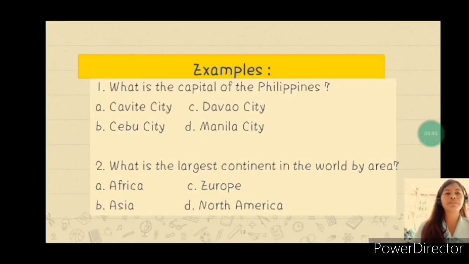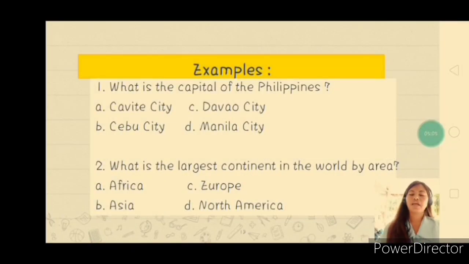Examples. What is the capital of the Philippines? A. Cavite City. B. Cebu City. C. Davao City. D. Manila City. Second, what is the largest continent in the world by area? A. Africa. B. Asia. C. Europe. D. North America. If your alternatives are all one-word choices, they should be arranged alphabetically. And therefore, these choices are arranged in alphabetical order.